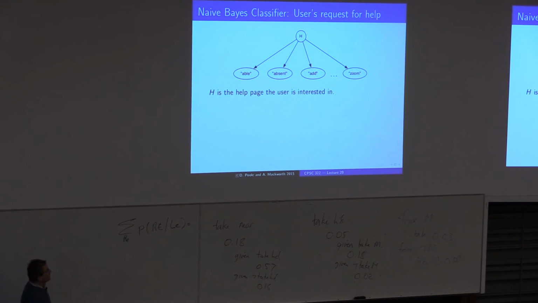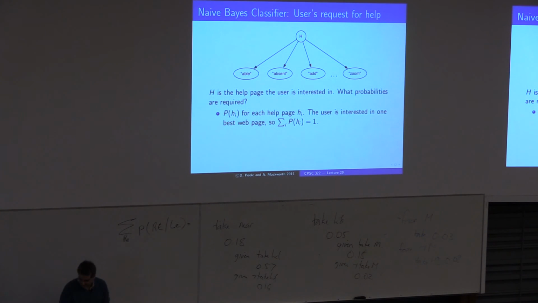And what it basically is, is this Bayesian network that has a help page at the top and all of the words at the bottom. And all we're doing here is, H is the help page that the user is interested in, and at the bottom are all the words that people could use in a query. If you mix up words in a query, you swap them around, it doesn't matter. If you repeated the words, it didn't matter. It's only the set of words that was used.